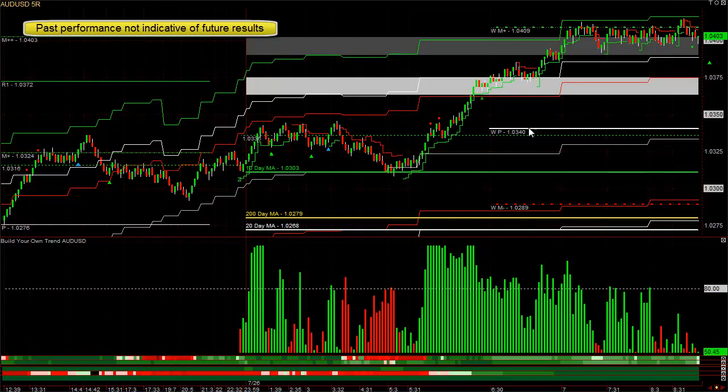So the 50 level, the weekly pivot, and the previous day's high are three areas of resistance, all within a 13 pip range of each other. But notice the off-the-chart strength right here. That's a trend that's very likely to go up.